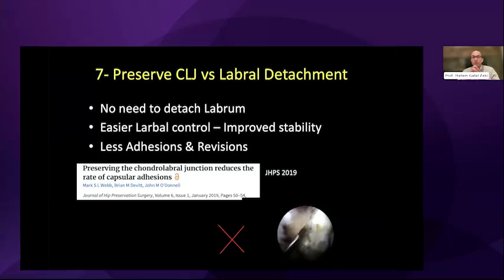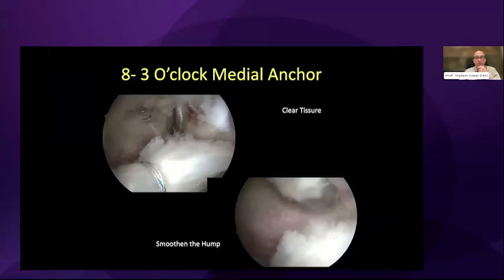So the video on the bottom is actually one of my older videos again. I used to detach the labrum with a knife like most people did. We resected that and then we sutured it back. And then we stopped doing that. We did not find any advantage of that.